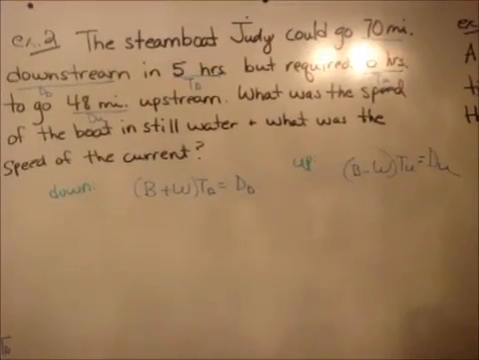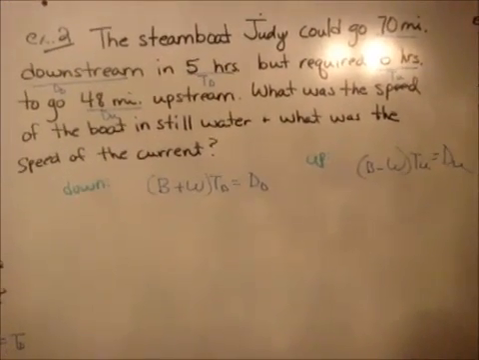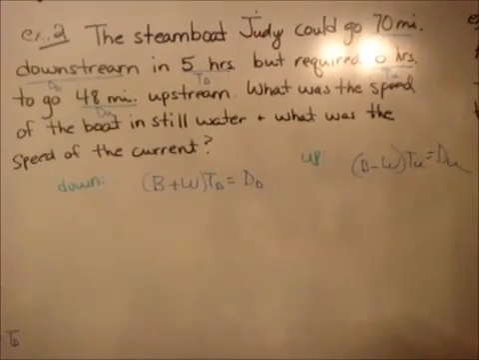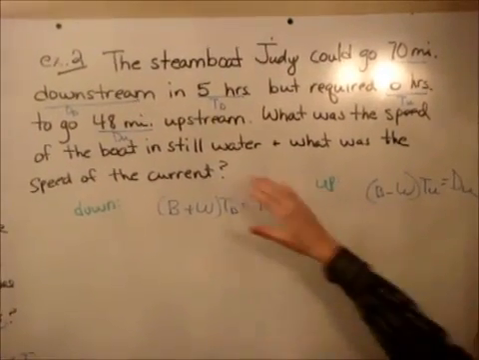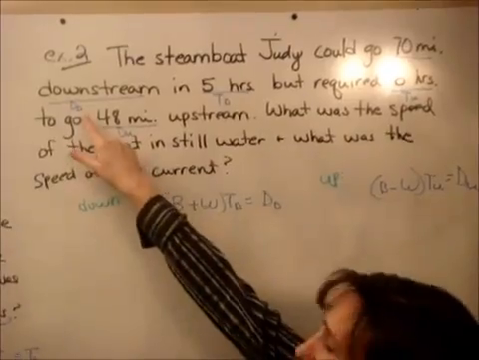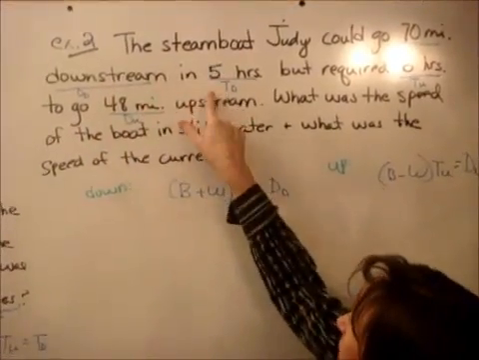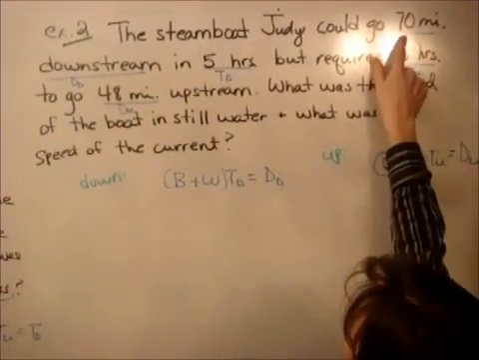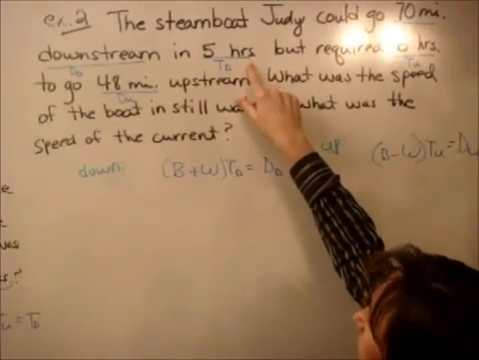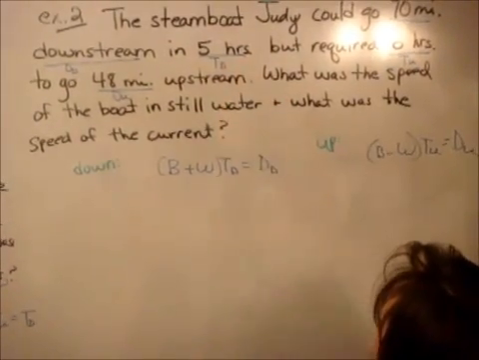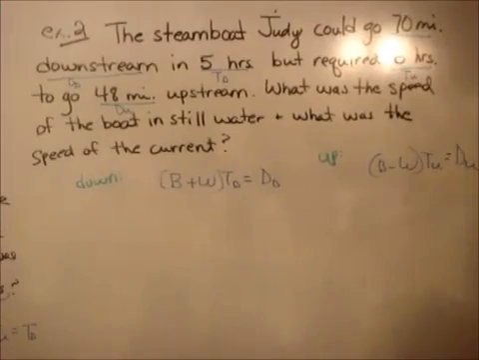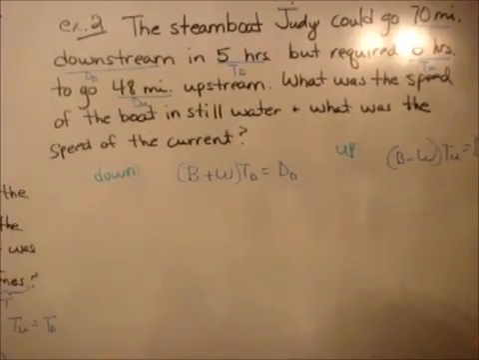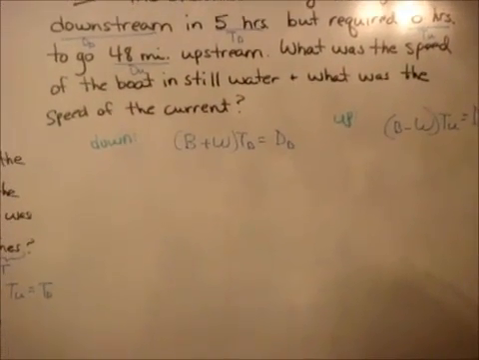So this problem is a steamboat Judy could go 70 miles downstream in 5 hours. So our distance downstream is 70 miles. Our time downstream is 5 hours. But it required 6 hours to go 48 miles upstream. What was the speed of the boat in still water?